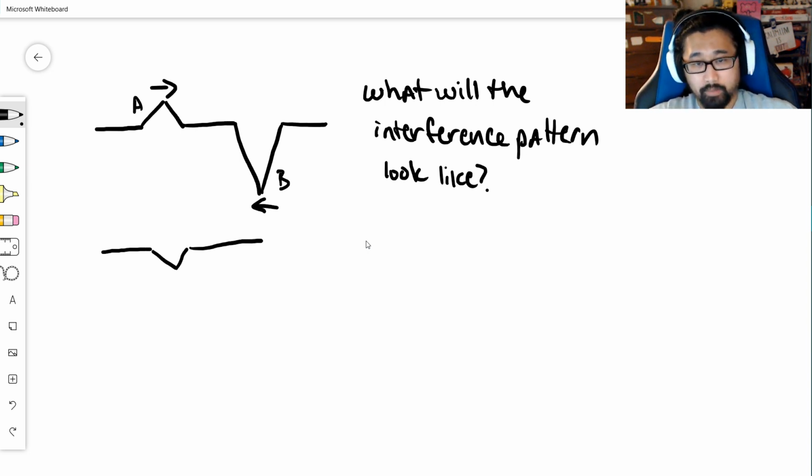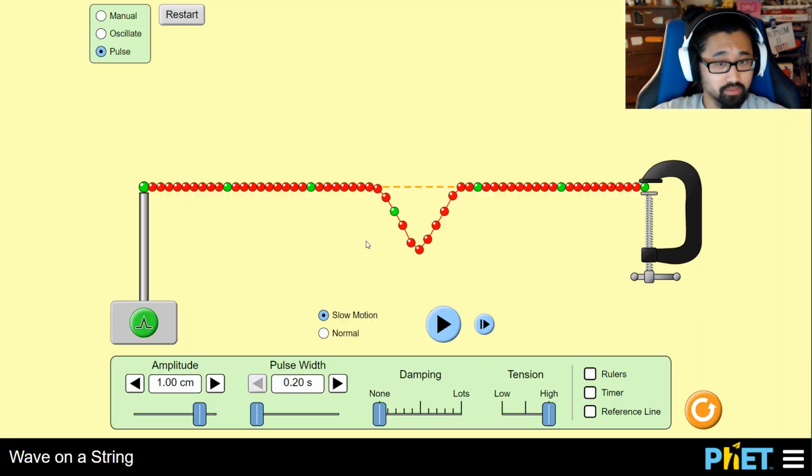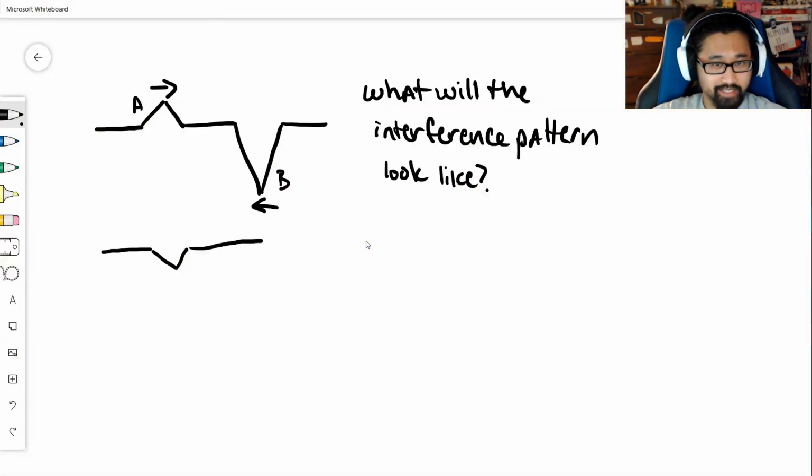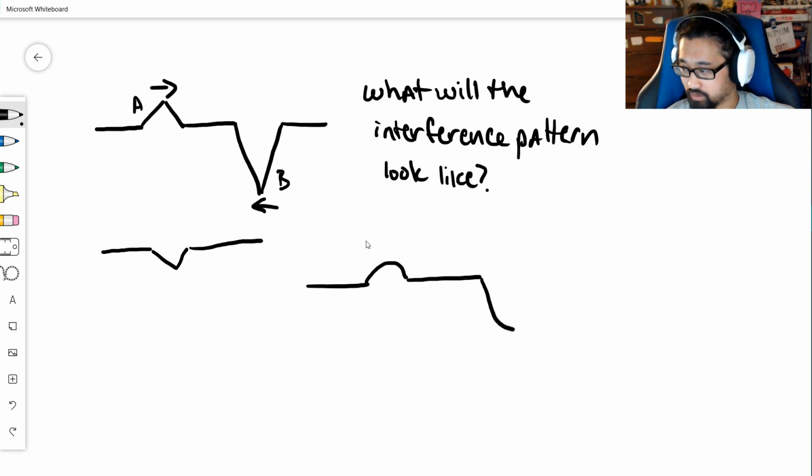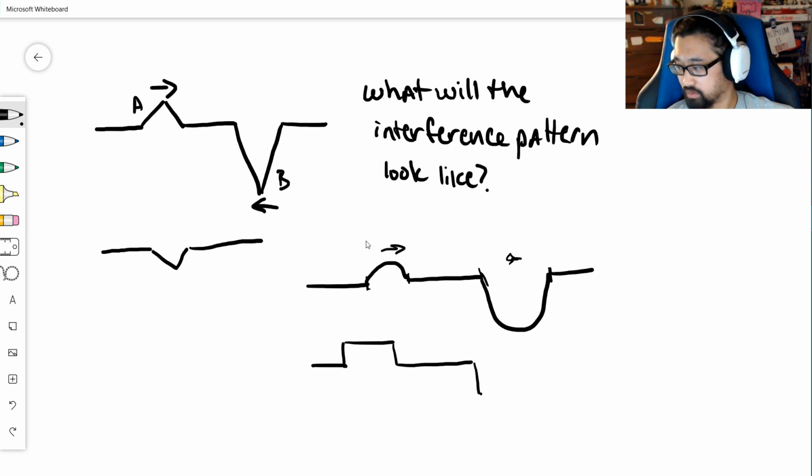Now, again, I said usually your waves won't be triangular. More often, they will give you a bubble up and a bubble down. They'll tell you this width and this width will be the same, and they'll be moving towards each other like this. Or they might give you a square or rectangle going up and a rectangle going down, right? And they might do this. Now, the same question though, what will the interference pattern look like?